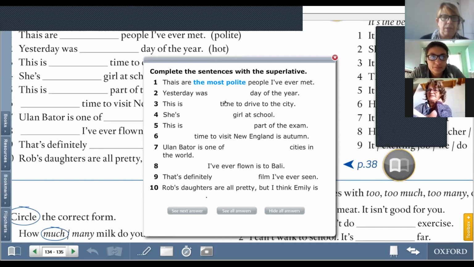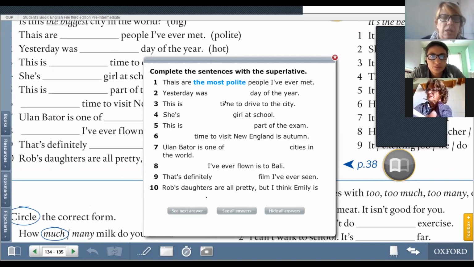Okay. Yesterday was hot. The article. Hottest, yes, hottest. Yesterday was the hottest day of the year. This is "of the year", but it's not in a group, because the year is something, so it's not in a group. Yesterday was the hottest day of the year.